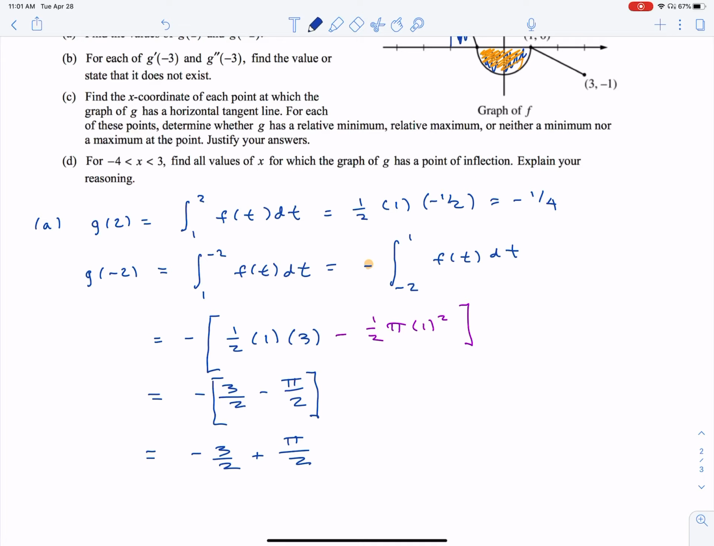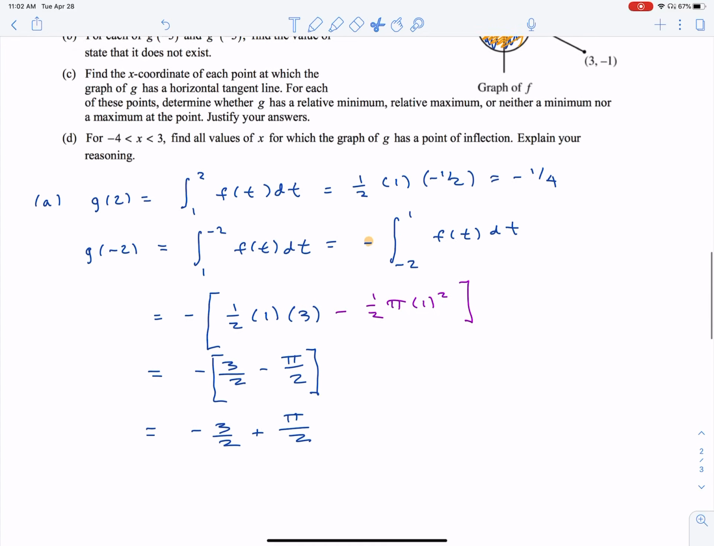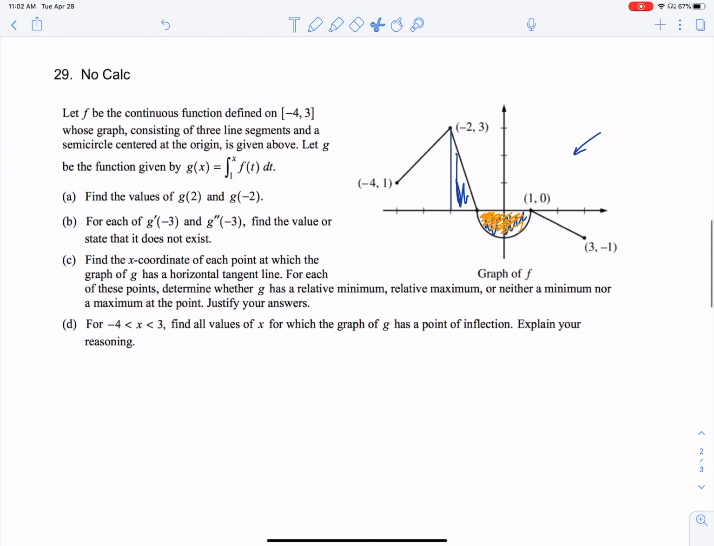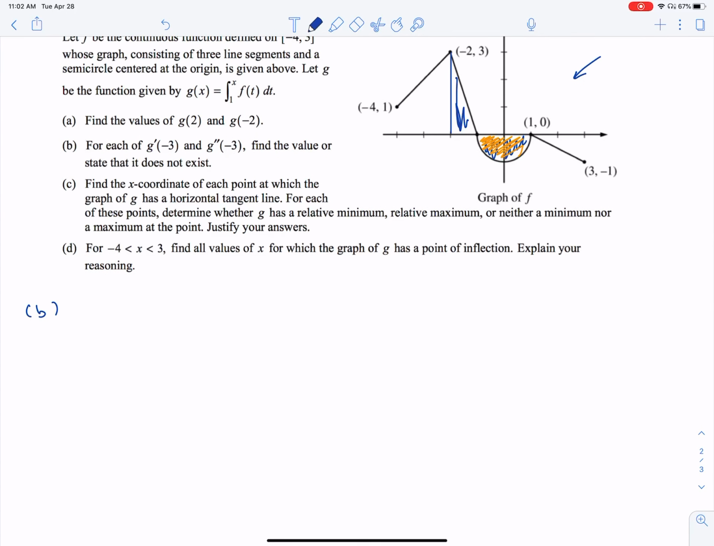Let's go find letter B. So let's see if I can grab it. Nope. I'm going to erase. Goodbye. And hello, letter B. What do we got?